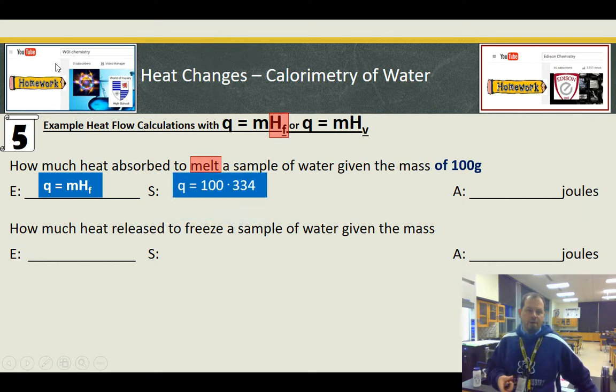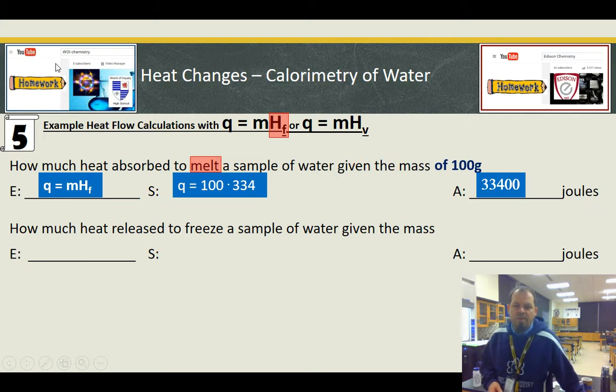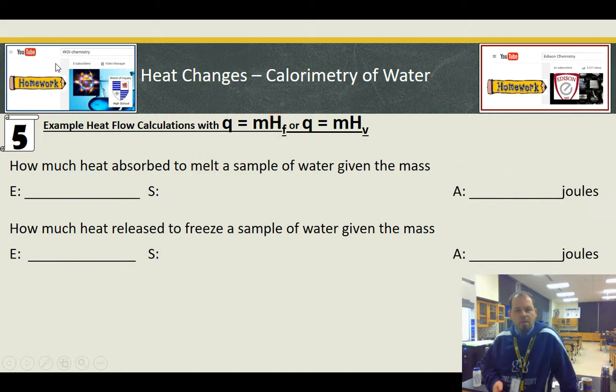Take the 100 from the problem, 334 from my constant, multiply them together. What's nice there is it's just 334 with two zeros. 33,400 joules. Now, same amount of water. I'm sorry, different amount of water. We'll go to H sub V in a second. I was hoping to do the same amount right next to it and see the difference. But H sub V to vaporize is just a lot more energy is the point.